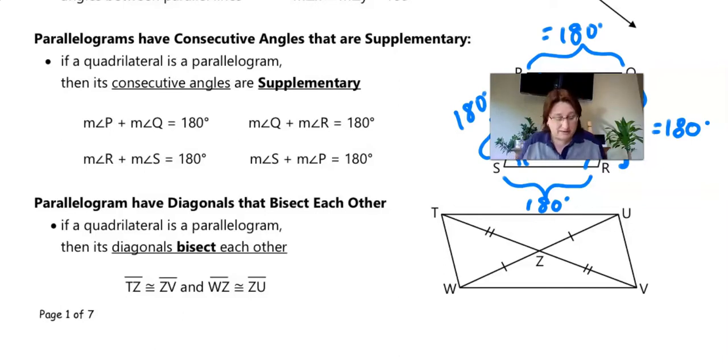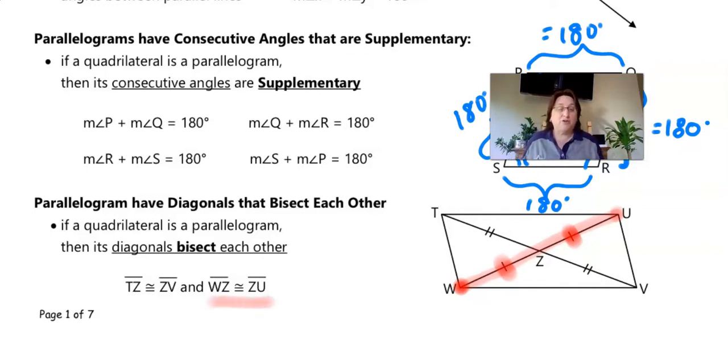Now, just to review, a diagonal goes from one vertex to a non-consecutive vertex, so it can't be right next to it. So if we look down here at WU, that diagonal gets bisected by the other diagonal. That means that these two sides right here are congruent to each other. That's what this says right here.